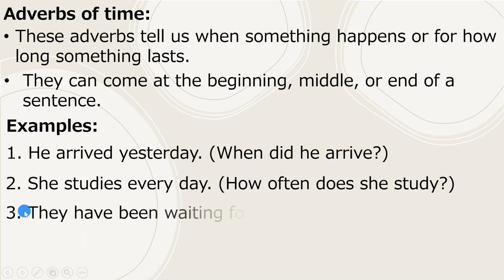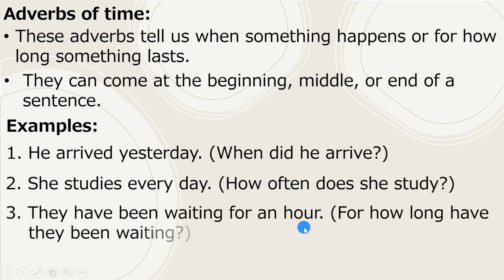Then number three, they have been waiting for an hour. They have been waiting for an hour. Okay. So hour here becomes the adverb of time because it is telling us how long they have been waiting, or how long the waiting has been lasting. So then it is saying they have been waiting for an hour.